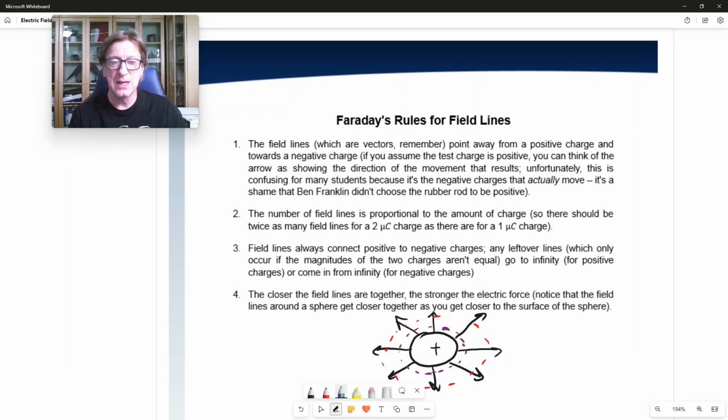The closer the field lines are together, not the dashed lines, the closer the field lines are together, the stronger the force is. So this is a pretty useful model that we can use.